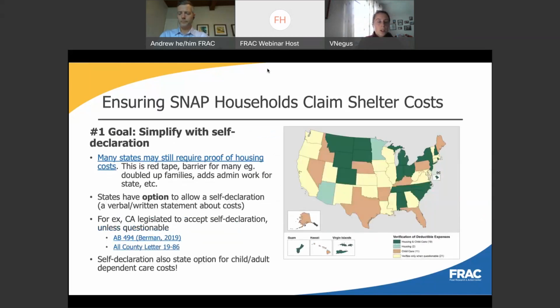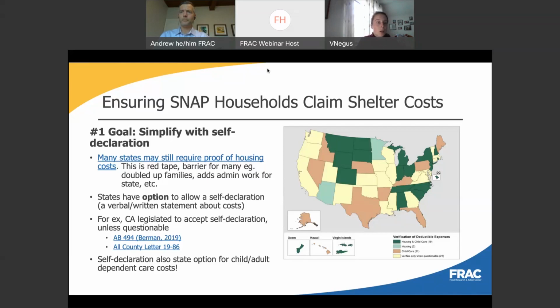So we wanted to talk about two sides of the shelter cap coin, for lack of a better phrase. One piece is to focus on how you can make sure that your state is robustly allowing clients and households to claim shelter costs as easily and simply as possible. The other side is the work we can all do to advocate to end the cap in its entirety. On the administrative advocacy side, what can we do right now while we have this law in place?